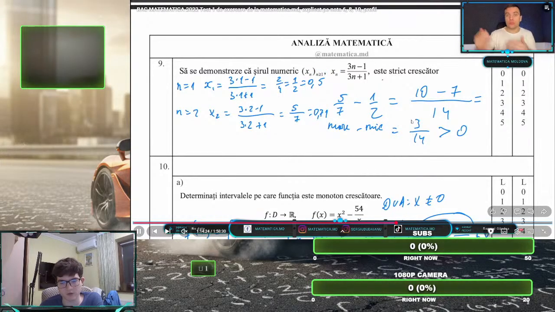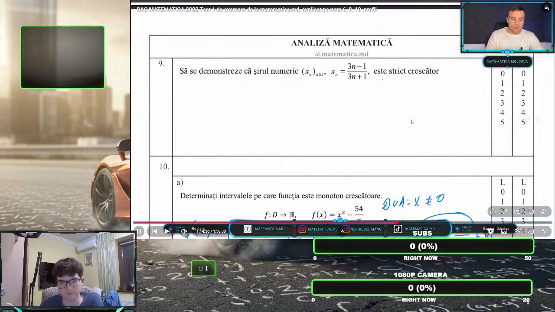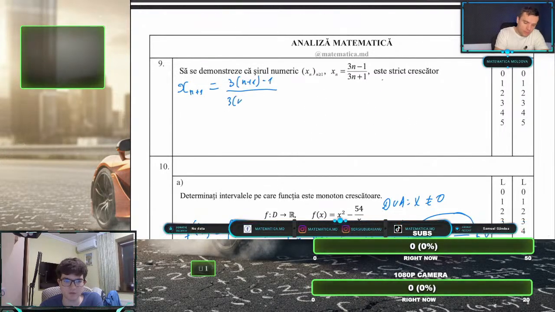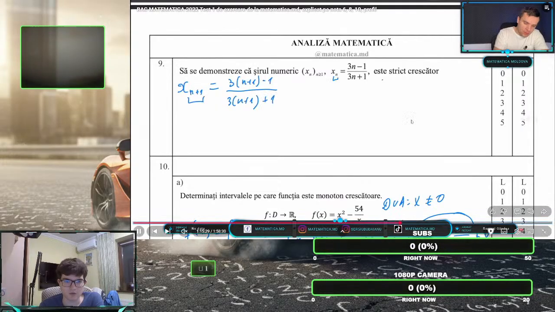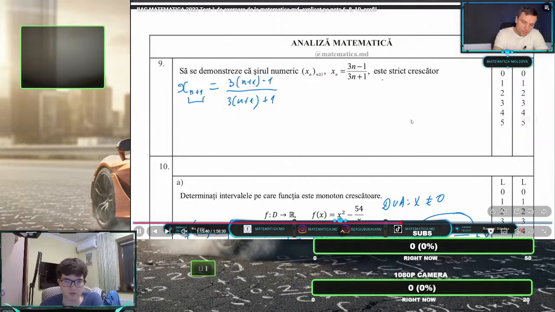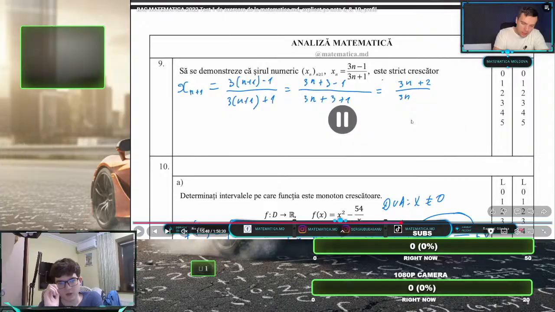So I can also do it like that. I guess he now shows another method, as if I needed it. He substitutes n plus 1, because it's going up by 1. Now if you substitute n plus 1, you get it like this.